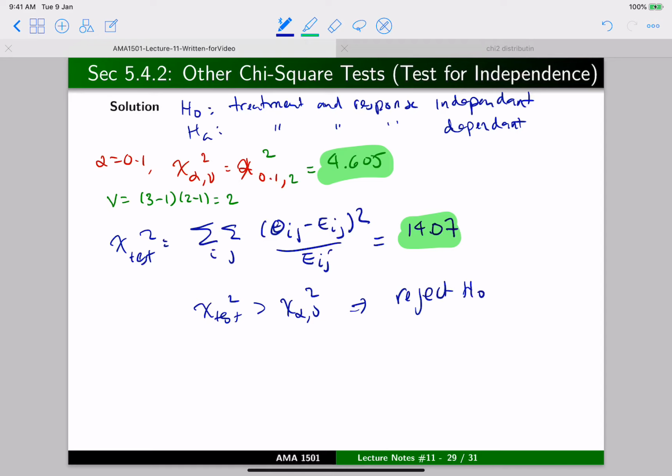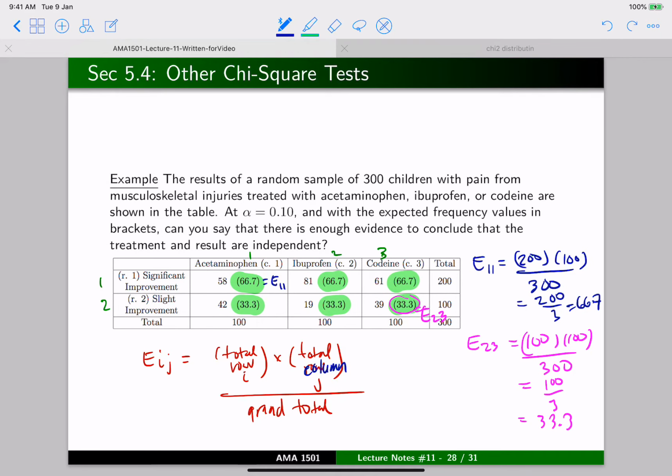Which means that the treatment and the response are dependent. So in fact, the drug you take for musculoskeletal injuries is better treated with respect to one of these painkillers. There's a dependence between how well the treatment works and the painkiller you take.